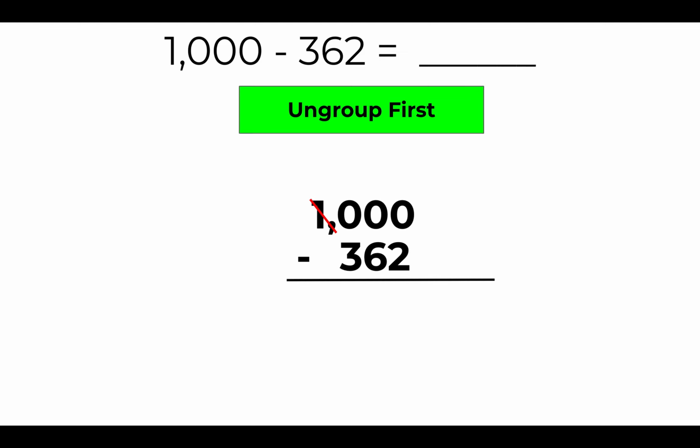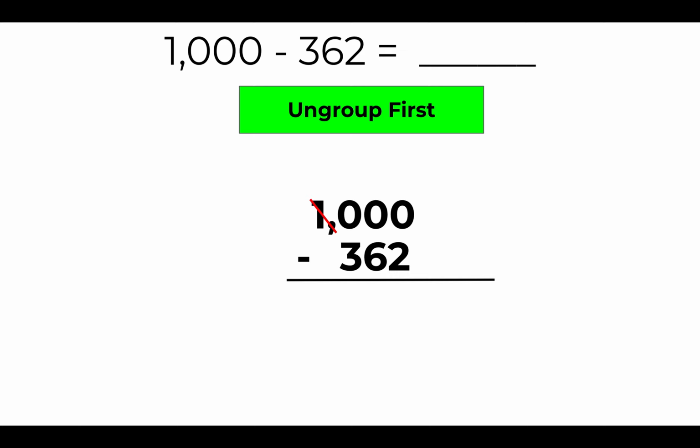Again, I want to draw my problem vertically, and I want to be really careful to line up my ones, tens, hundreds, and thousands place. So I know that 362 does not have 1,000 in it, so there shouldn't be anything here under the thousands place for this number. Okay, so again, I want to start with my ones place.